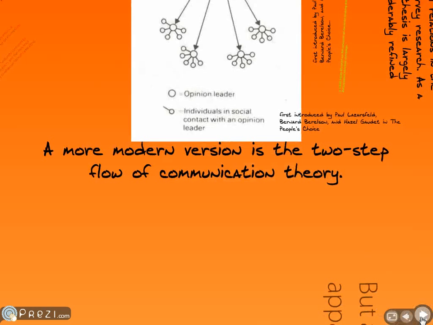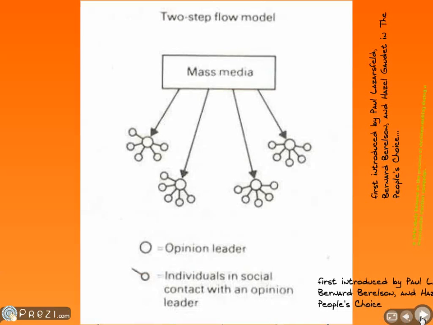A more modern view is the two-step flow. It's still got its flaws, but we'll talk about that now. You can see the mass media and the branches of it, where you have the opinion leaders. Let's do it in the example of a film. The mass media would be the film, the opinion leaders would be the critics, and people in social contact would be people reading the review. The critic would say either a positive or a negative view about the film, and the people in contact with him are going to come away from the review with a positive or negative view, purely on what he has said.